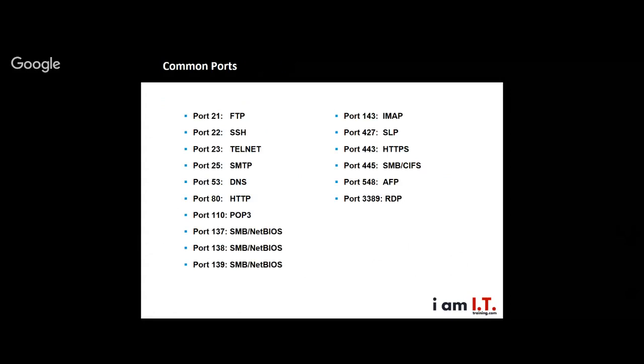445 is awesome, Server Message Block, and you see CIFS, which stands for Common Internet File System, but SMB is what matters here, and that's what allows us to communicate between different types of applications and operating systems. AFP is 548, and this is the Apple Filing Protocol.